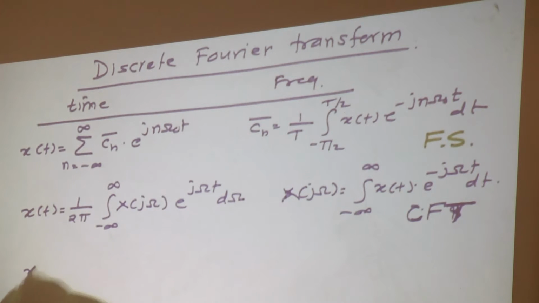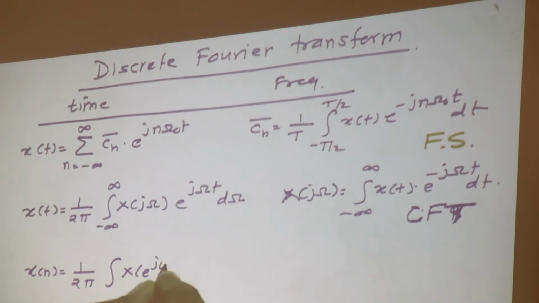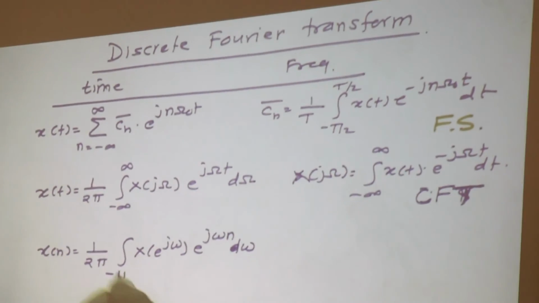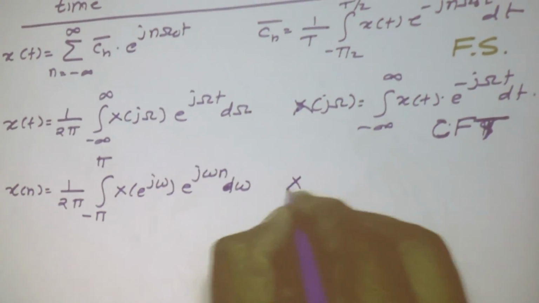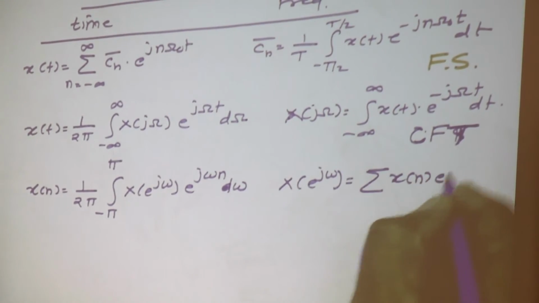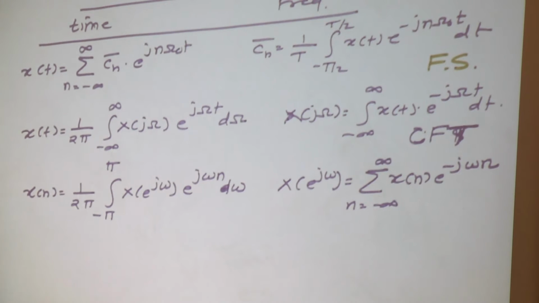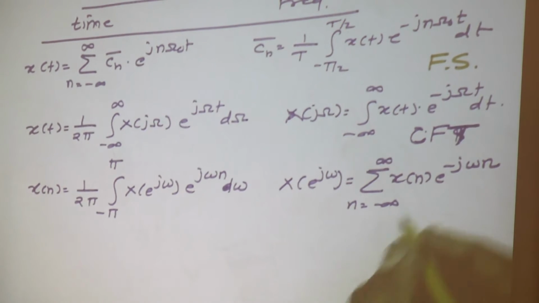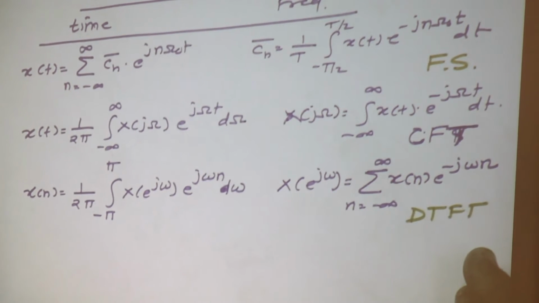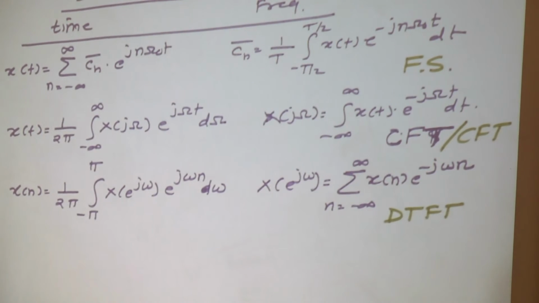The next equation we saw was x(n) is equal to 1 upon 2 pi integration X of e to the power j omega e to the power j omega n d omega, from minus pi to plus pi, where X of e to the power j omega is given as summation of x(n) e to the power minus j omega n, n going from minus infinity to plus infinity. This is called DTFT, discrete time Fourier transform. This is CFT, this is DTFT.